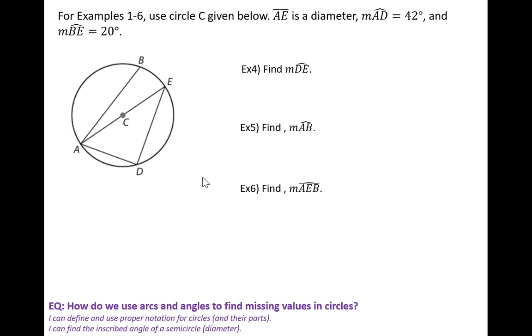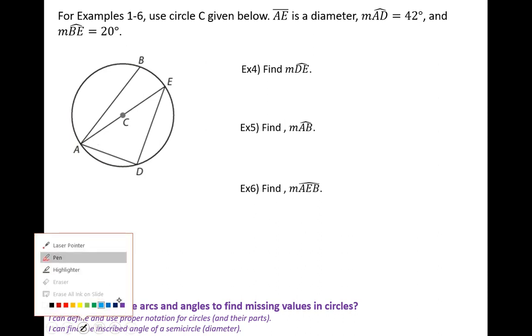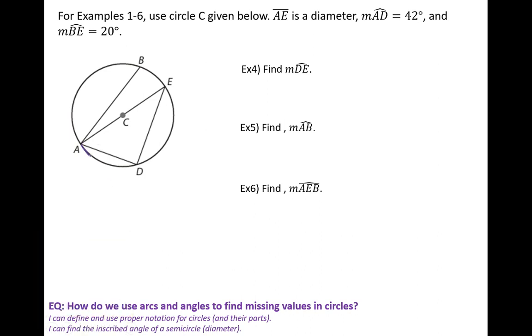Number 4, and I did all that fabulous work. I'm going to copy my setup here. Measure of arc AD is 42 degrees and arc BE is 20 degrees. All right, this one says find the measure of arc DE.